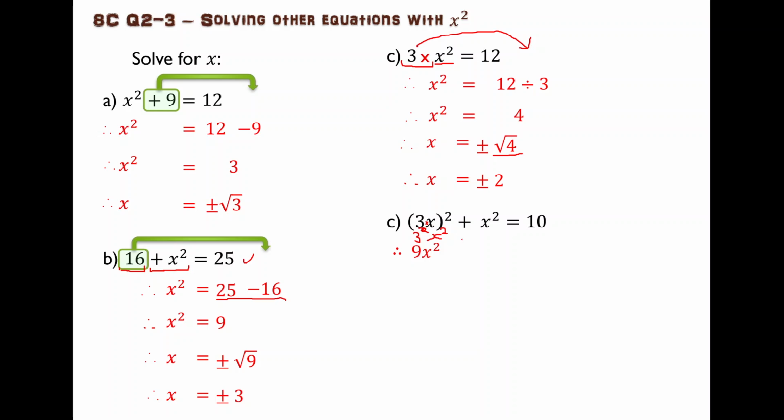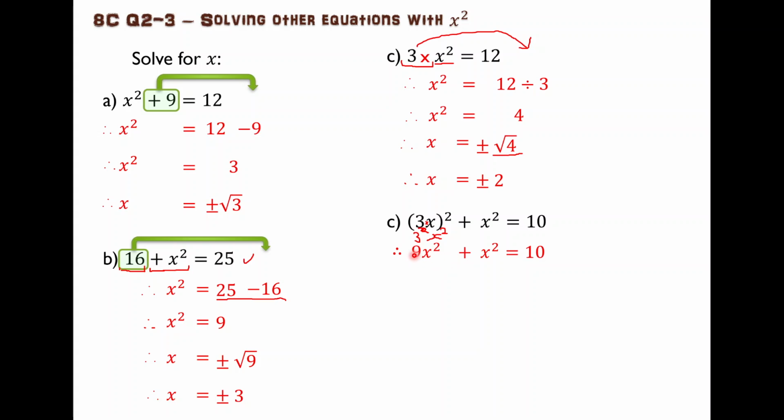Yes, so you can think of it as, well, the 3 gets a squared and the x gets a squared, and put this extra line of working in if you want. Or you can jump straight to here. That is also okay. So I've got 9 lots of x squared. The rest I'll just copy down.